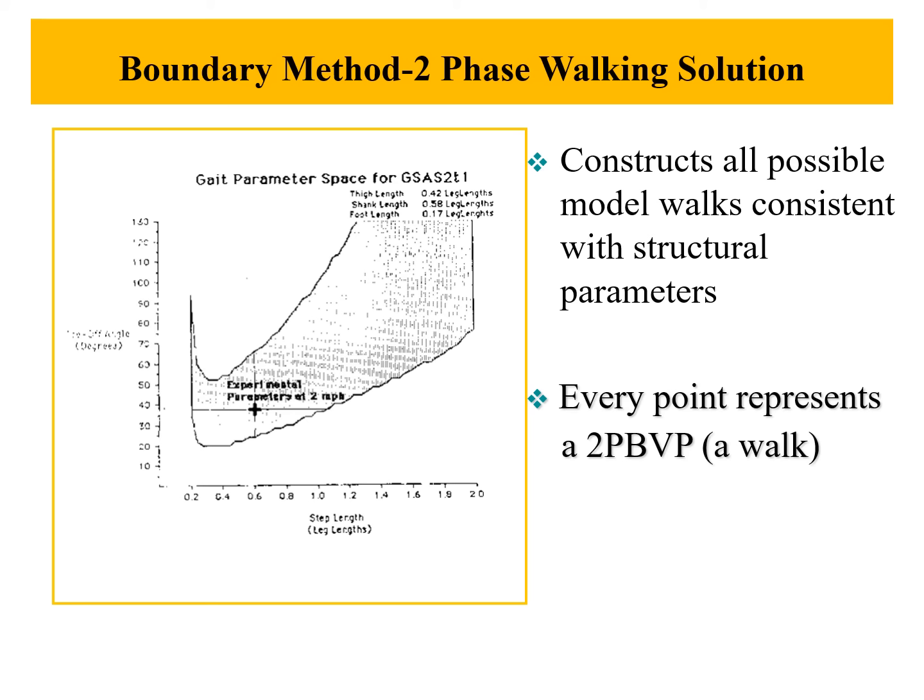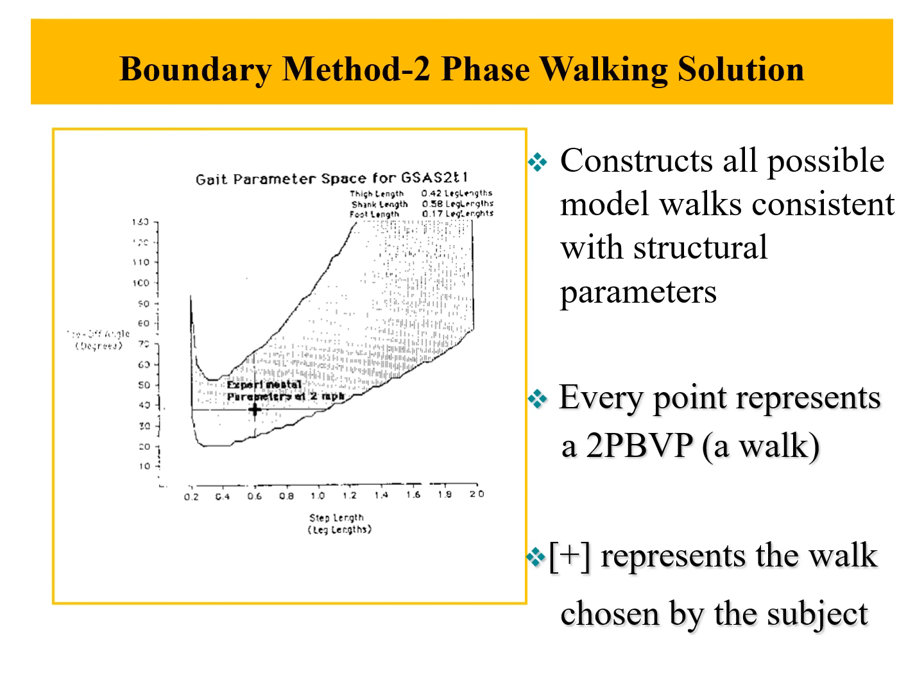So if I build a model, constructed the equations of motion, let's say for a tennis player, right? I can find all the possible movements a tennis player can perform, but then we'll see why he or she is selecting that. So every point represents a two-point boundary value problem walk. So each one of them is a specific walk here in the space. And the plus represents a walk chosen by a human being, a subject. Why is that? We need to see why this is the one.